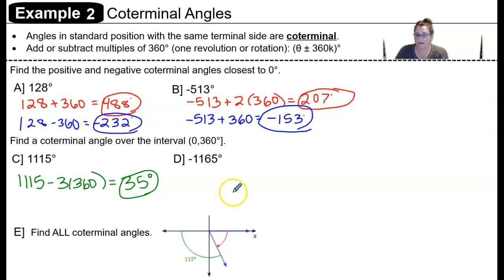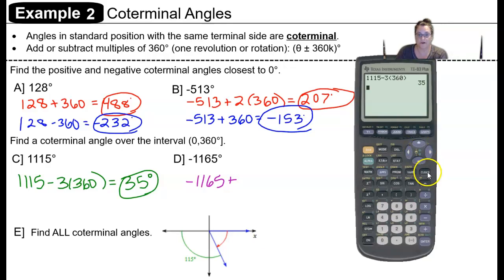Then in example D, we're starting at negative 1,165 degrees. We want to find a positive coterminal angle over the interval 0 to 360. So we're going to need to add revolutions around the circle. And if I'm starting at negative 1,165 and I add 3 revolutions like we did last time, we get negative 85 degrees, which is close but still not positive.